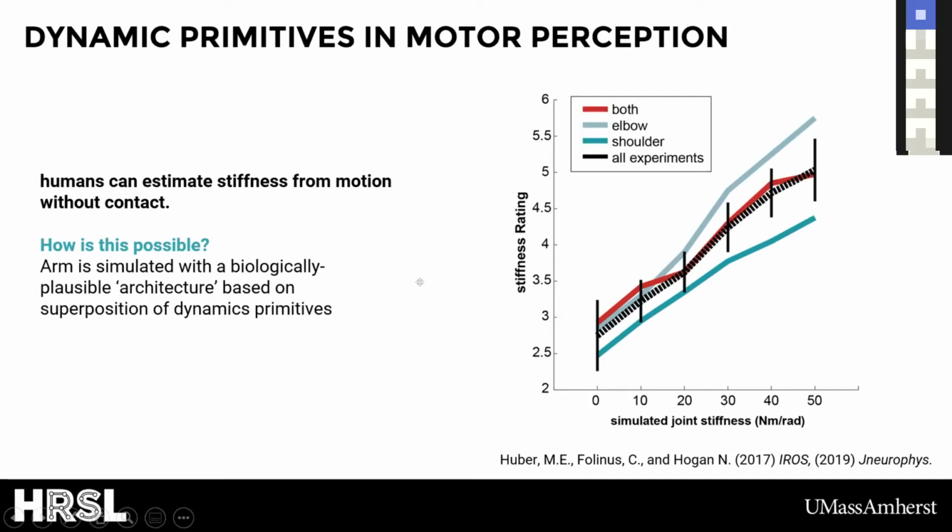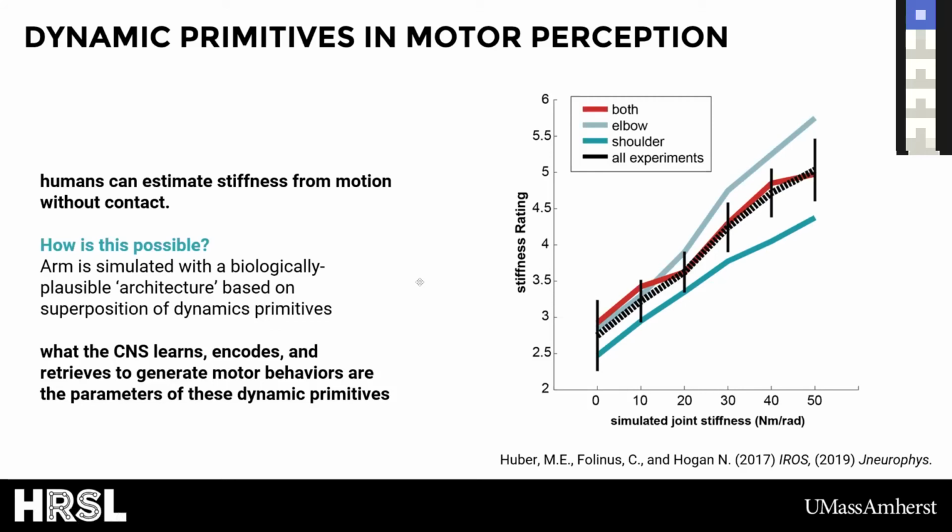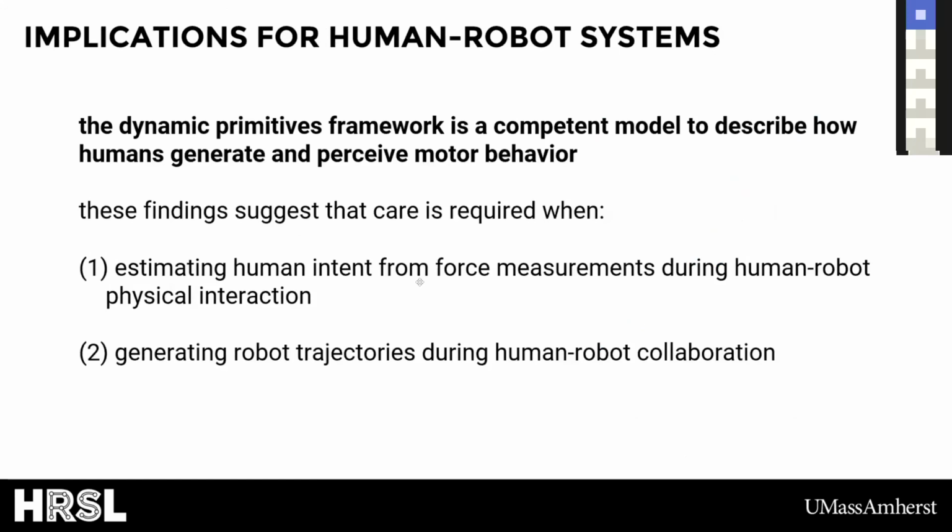So what these new research results allow us to do is extend this idea that the central nervous system learns, encodes, and retrieves variables to generate motor behavior. We can now say that what the central nervous system learns, encodes, and retrieves to generate and perceive motor behavior are the parameters of dynamic primitives.